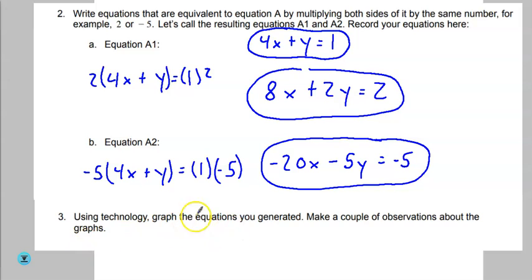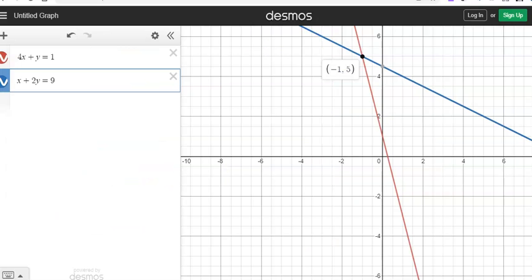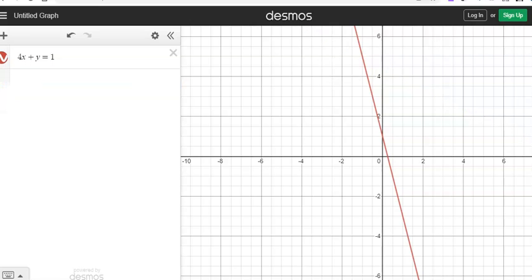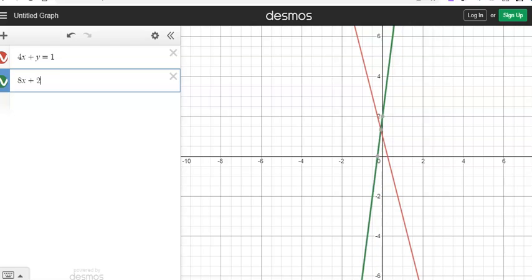So here it says use your graphing technology to make a couple observations about those. So if we go back to Desmos, I'm going to get rid of this second equation. So there's my 4x plus y equals 1. When we multiplied it by 2, we got 8x plus 2y equals 2. You'll see that that green line just covered up the red line. If I take away the green, you'll see the red. Those are the same equations, right? They are equivalent. And you know they're equivalent on a graph when one is right on top of the other.